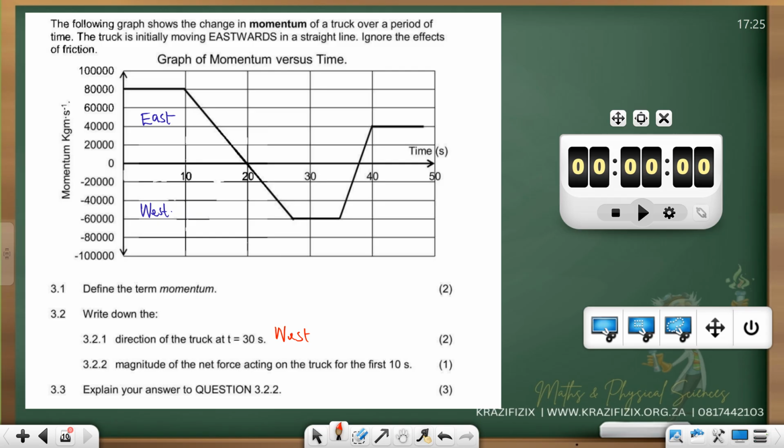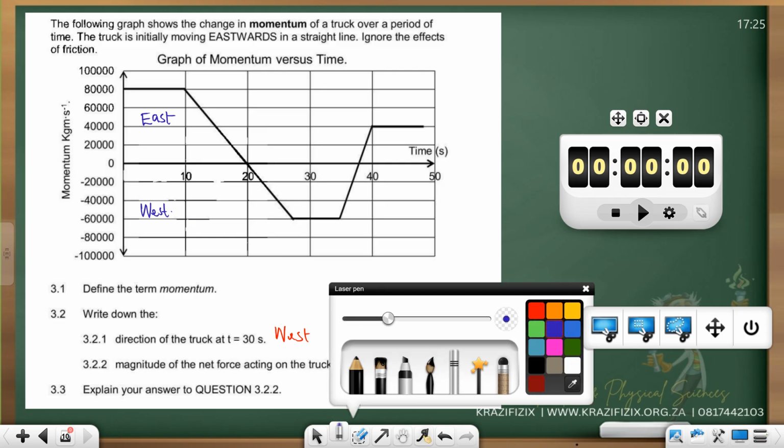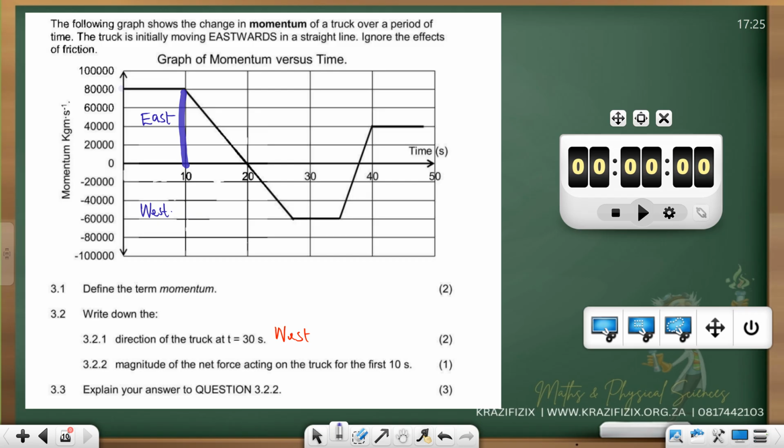All right, so 3.2.1, direction is west. And you get your 2 marks. Magnitude of the net force acting on the truck for the first 10 seconds. Oh, beautiful. Look at this. Where is my first 10 seconds? There.